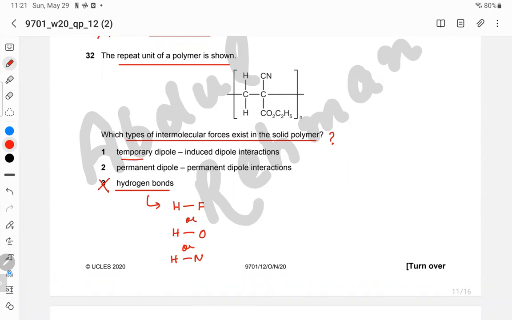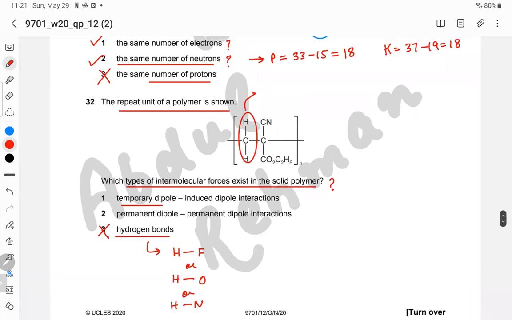Then temporary dipole. If we look over here, this group has no dipole. And if there is no dipole, there must be a temporary dipole between the molecules. So our first statement is correct.